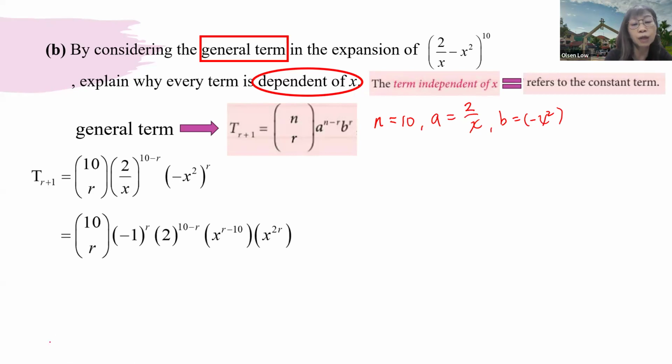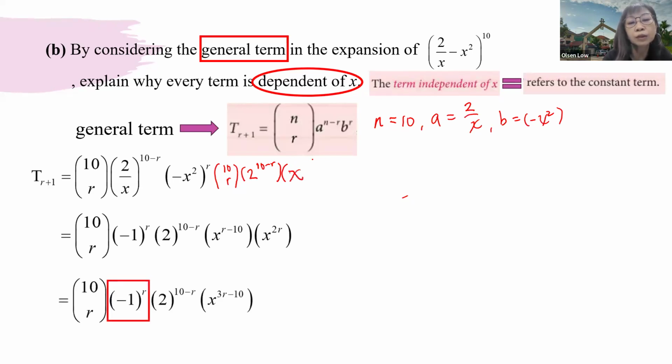So if you allow me to just work it out simply, this term I will write down, this is actually 10Cr. So I'm going to split the 2 over x. I'm going to write it down as 2 to the power of 10 minus r by using the law of indices. Then the other one will give me x.